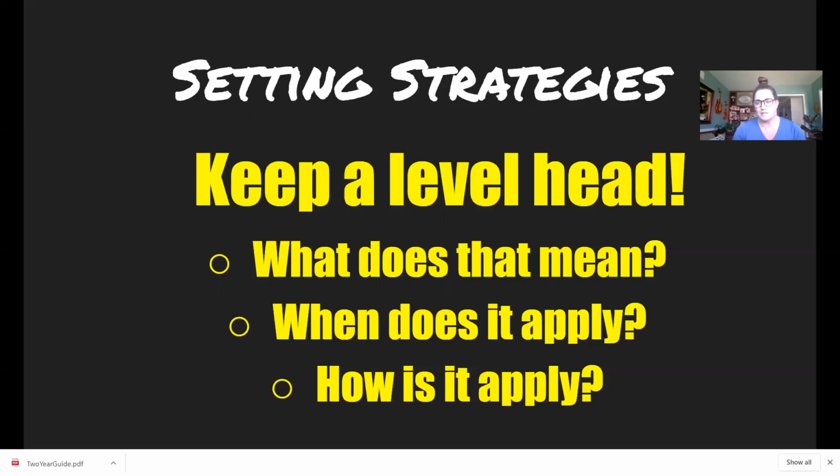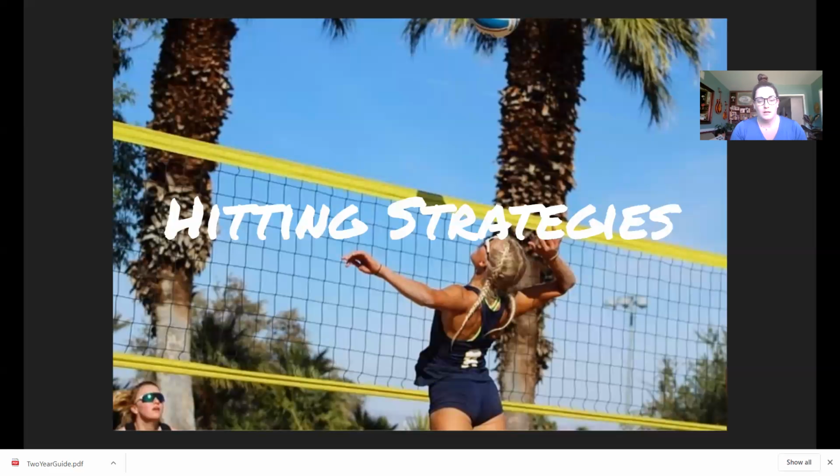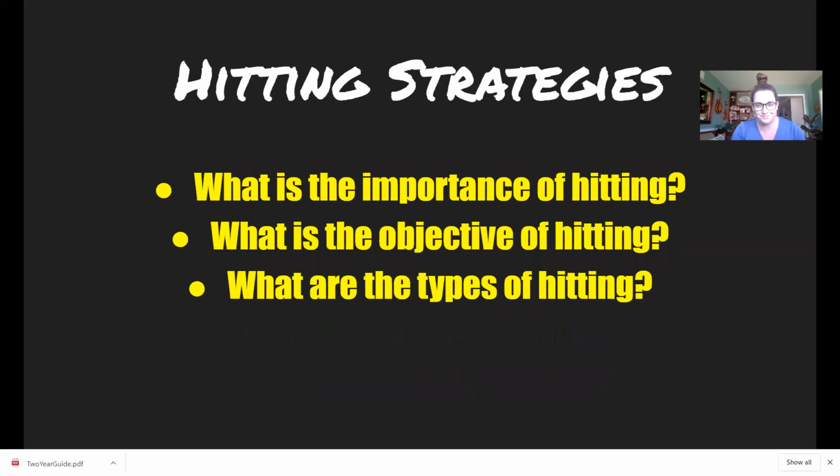But we'll go ahead and move on from this slide. Again, keeping a level head and being a great leader is always super important. All right, we're going to move on to hitting strategies. Maddie Bergdahl making an appearance here.